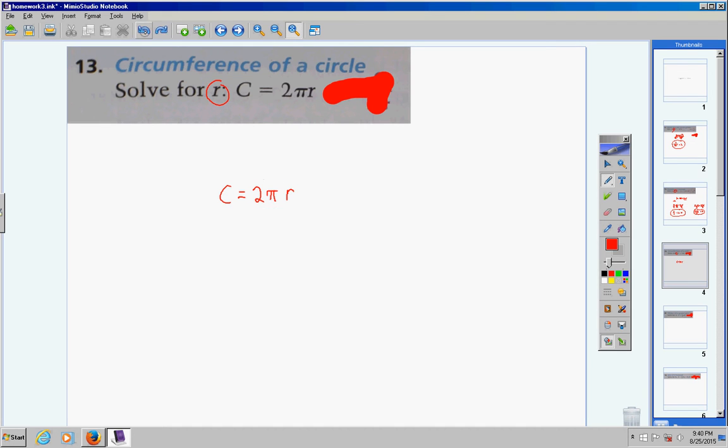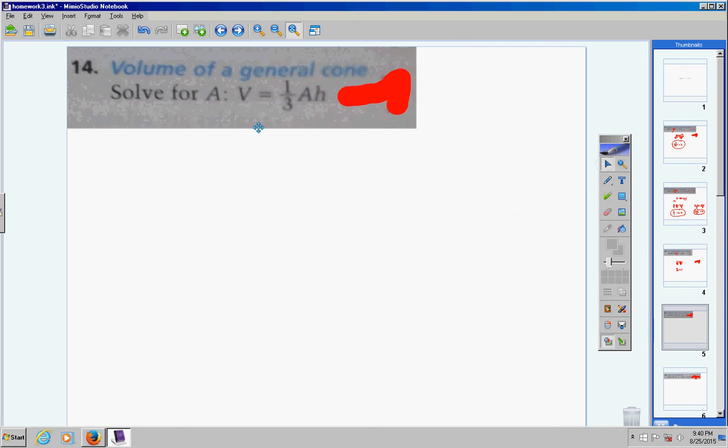That's done for you. So now we're simply going to divide by 2R, or excuse me, 2 pi, to get R by itself. If you do that correctly, these cancel out, leaving you with R right here. Over here we have C over 2 pi. Got it? R equals C over 2 pi. Moving on to number 14.